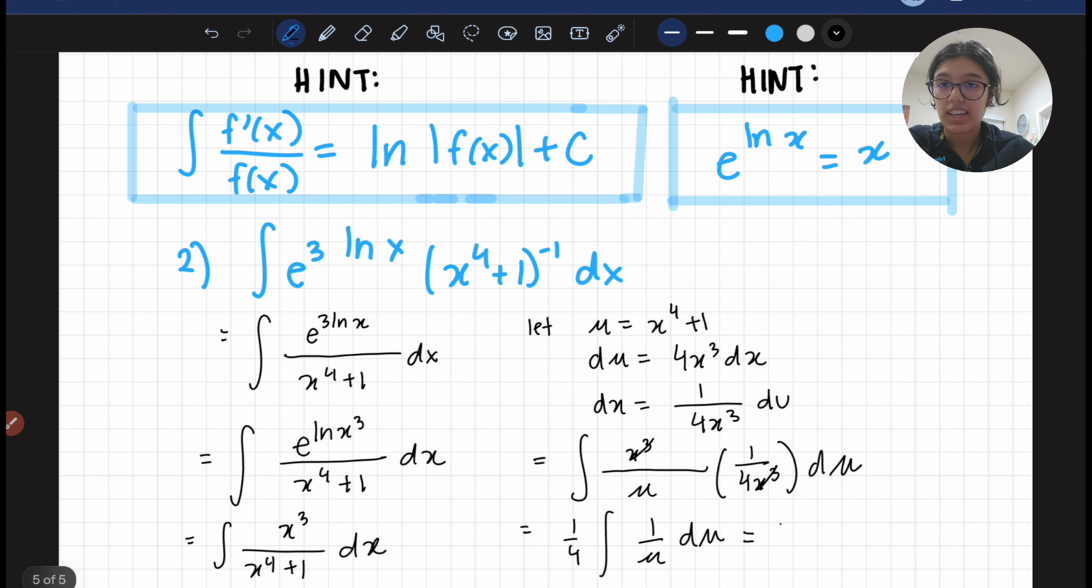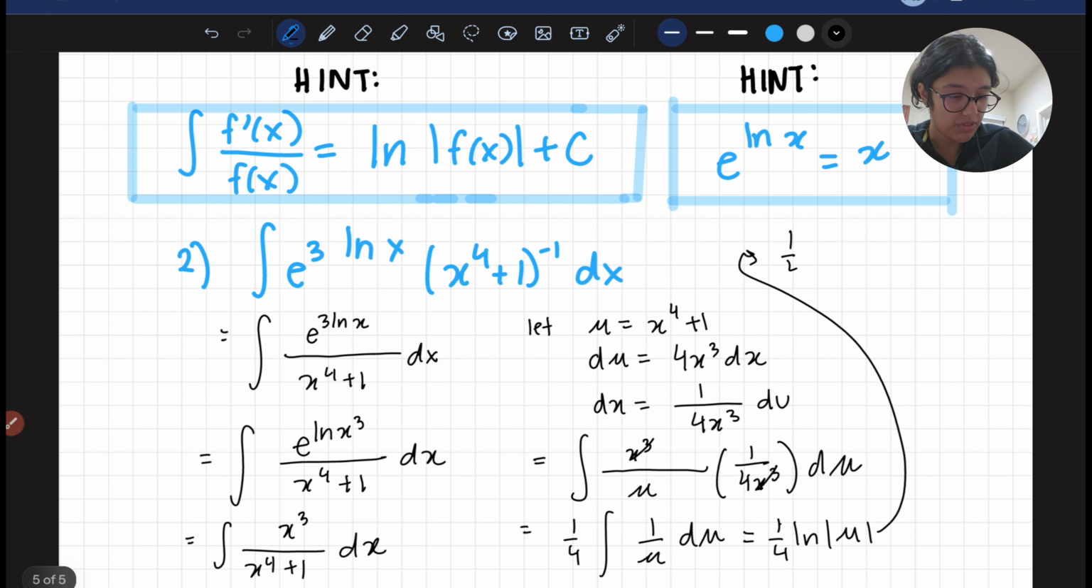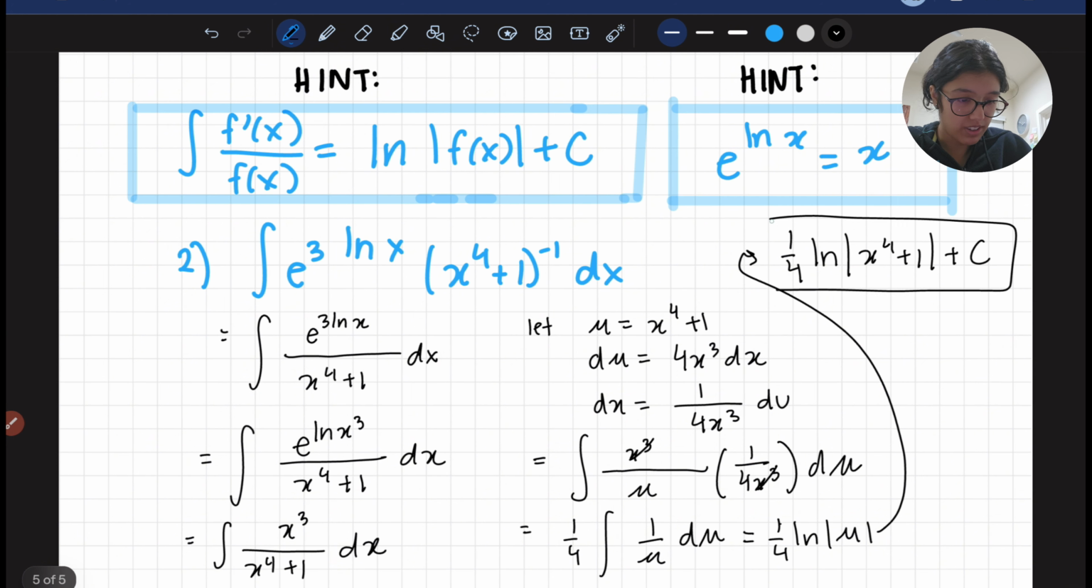Simplifying this, once again, we are implicitly applying this formula right over here. We're left with 1/4 natural log of u. And putting in the value of u, we are left with 1/4 natural log of x to the power 4 plus 1, and of course, plus c. And that is our final answer.